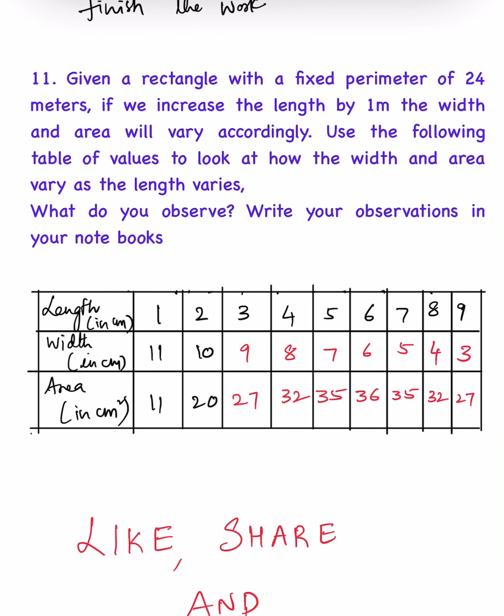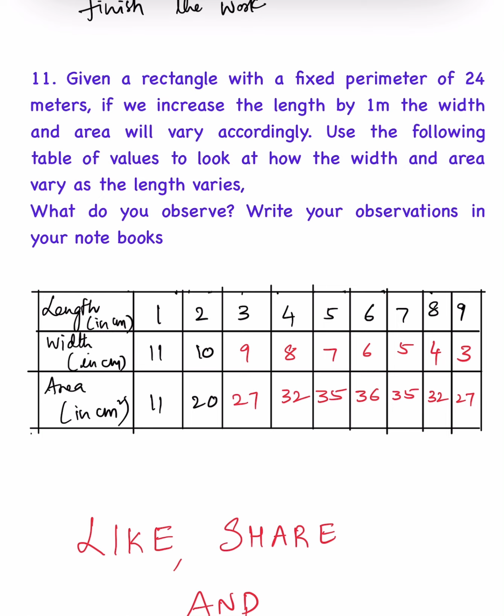Given a rectangle with fixed perimeter of 24 meters, if we increase the length by 1 meter, the width and area will vary accordingly. Use the following table of values to look at how the width and area vary as the length varies. Okay, what do you observe? Write your observations in your notebooks.